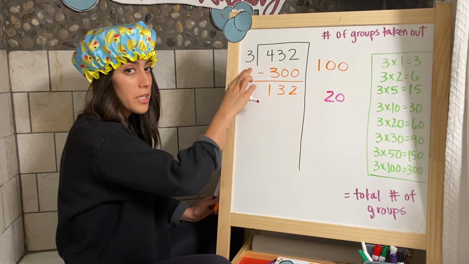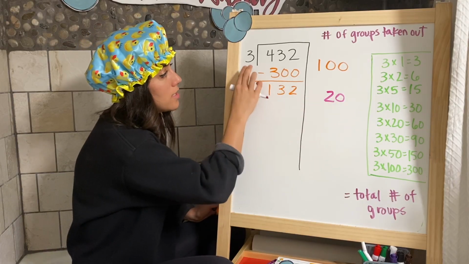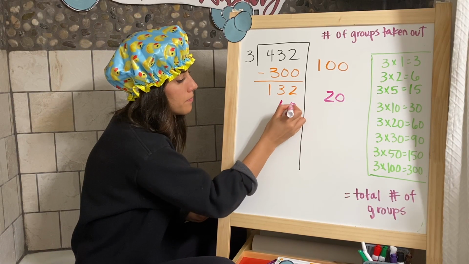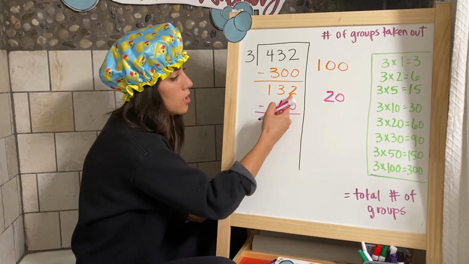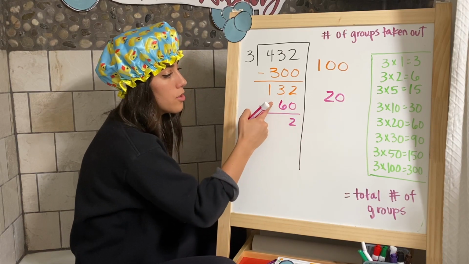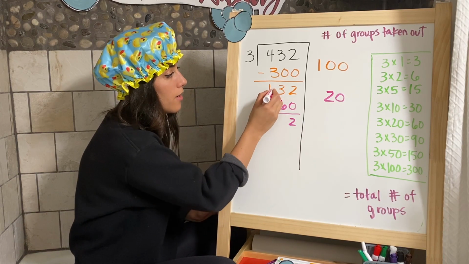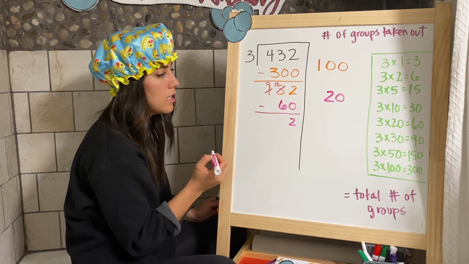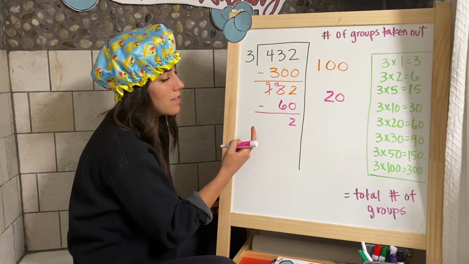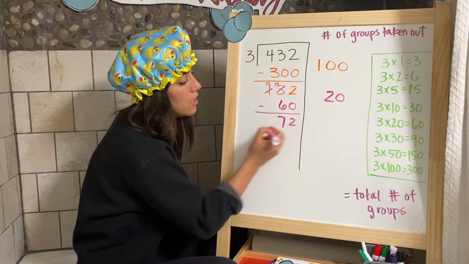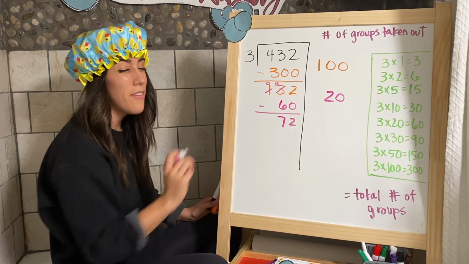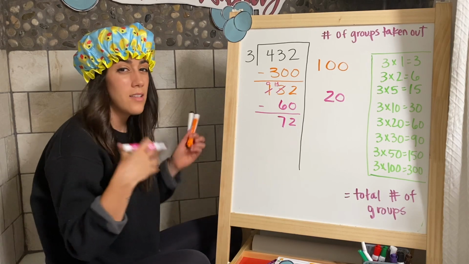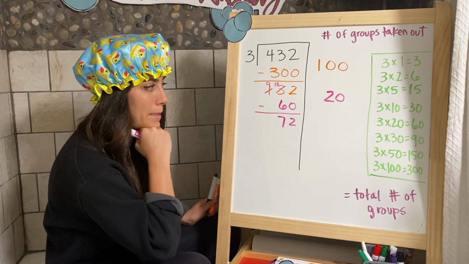20 times a 3, friends. 20 times 3 gives me 60. Going to subtract that. 2 minus 0 is 2. 3 minus 6, not enough. I'm going to cancel the 1 and carry that over to make this 13. 13 minus 6 gives me 7. So now I still have 72 cookies total to split up into the 3 girls.